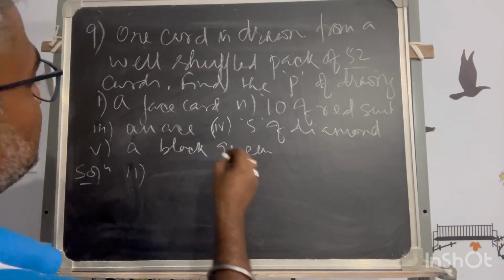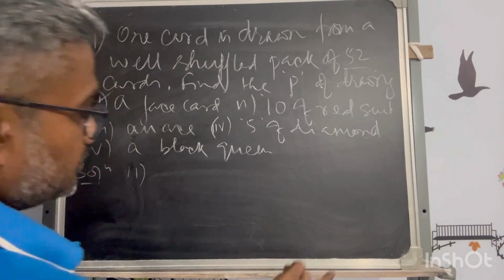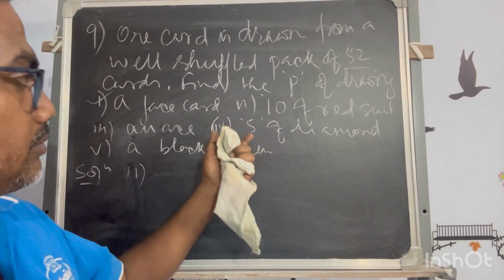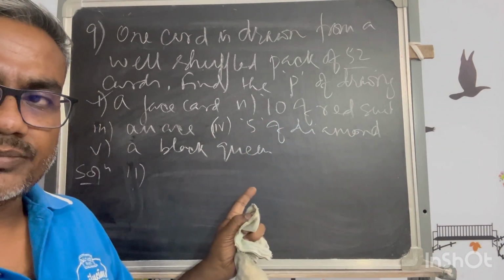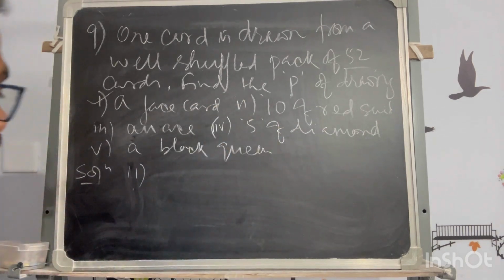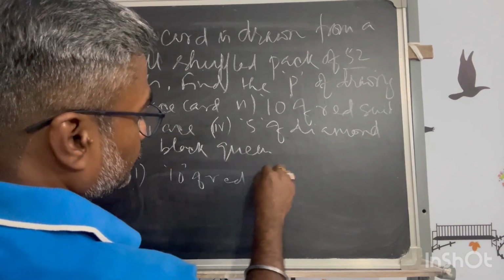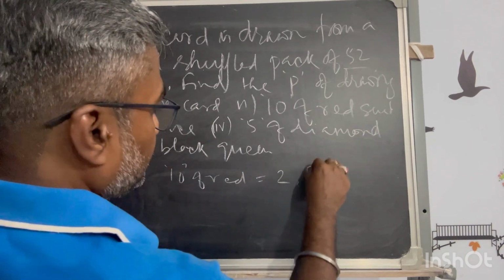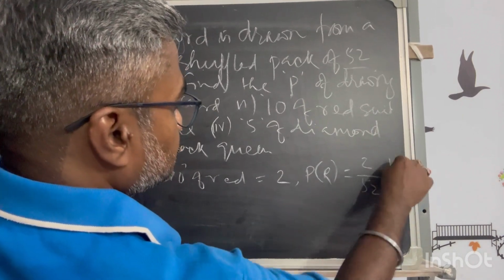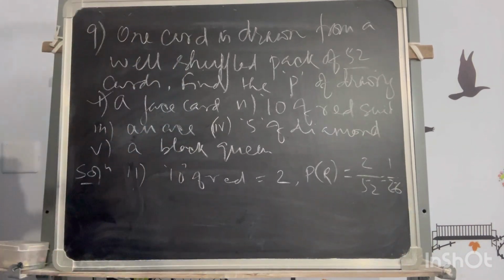Number 2, the 10 of red. I said red comes in the case of heart and diamond. So 10 will come twice, one for diamond, one for heart. So there are 2 possibilities of getting 10 of red. So your probability of getting it is 2 out of 52. So this is 1 by 26. This will be the probability.